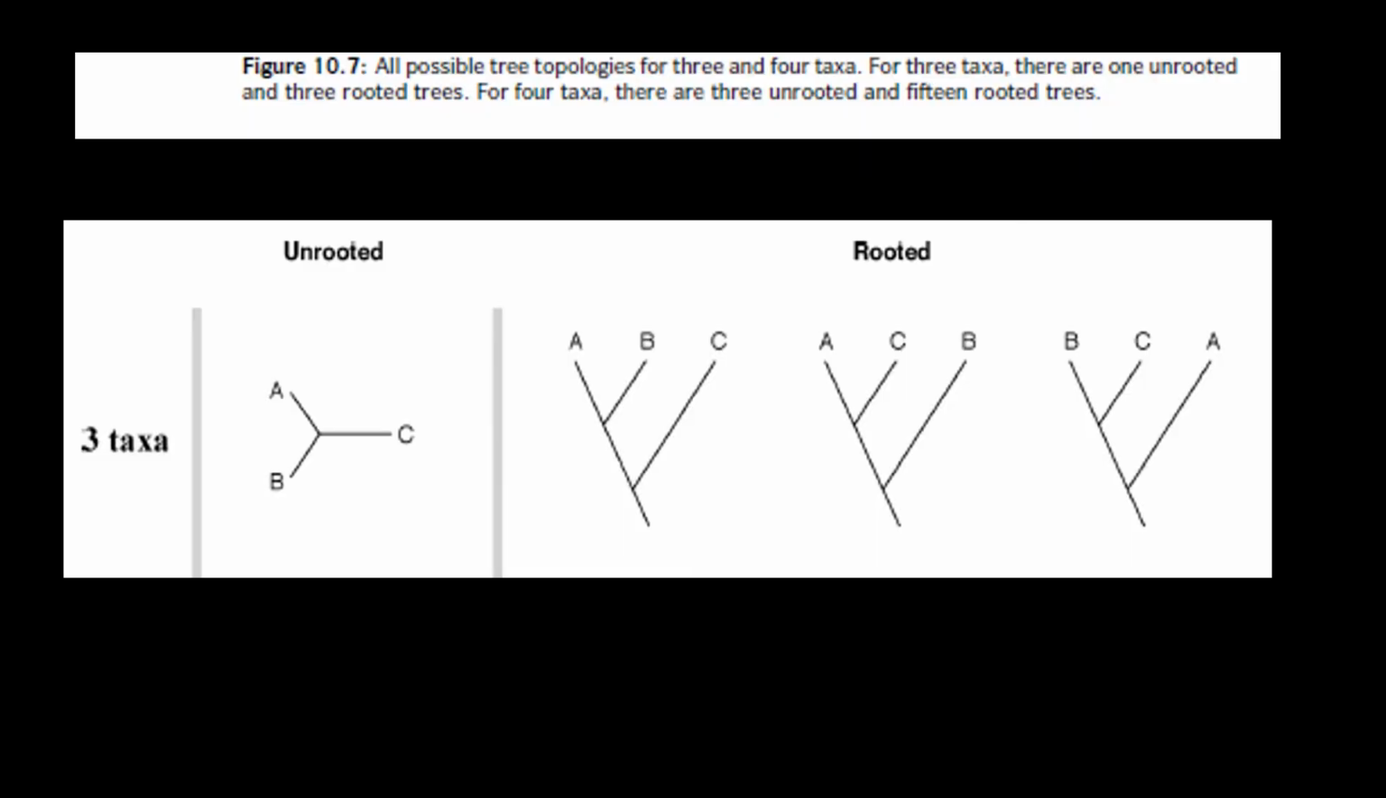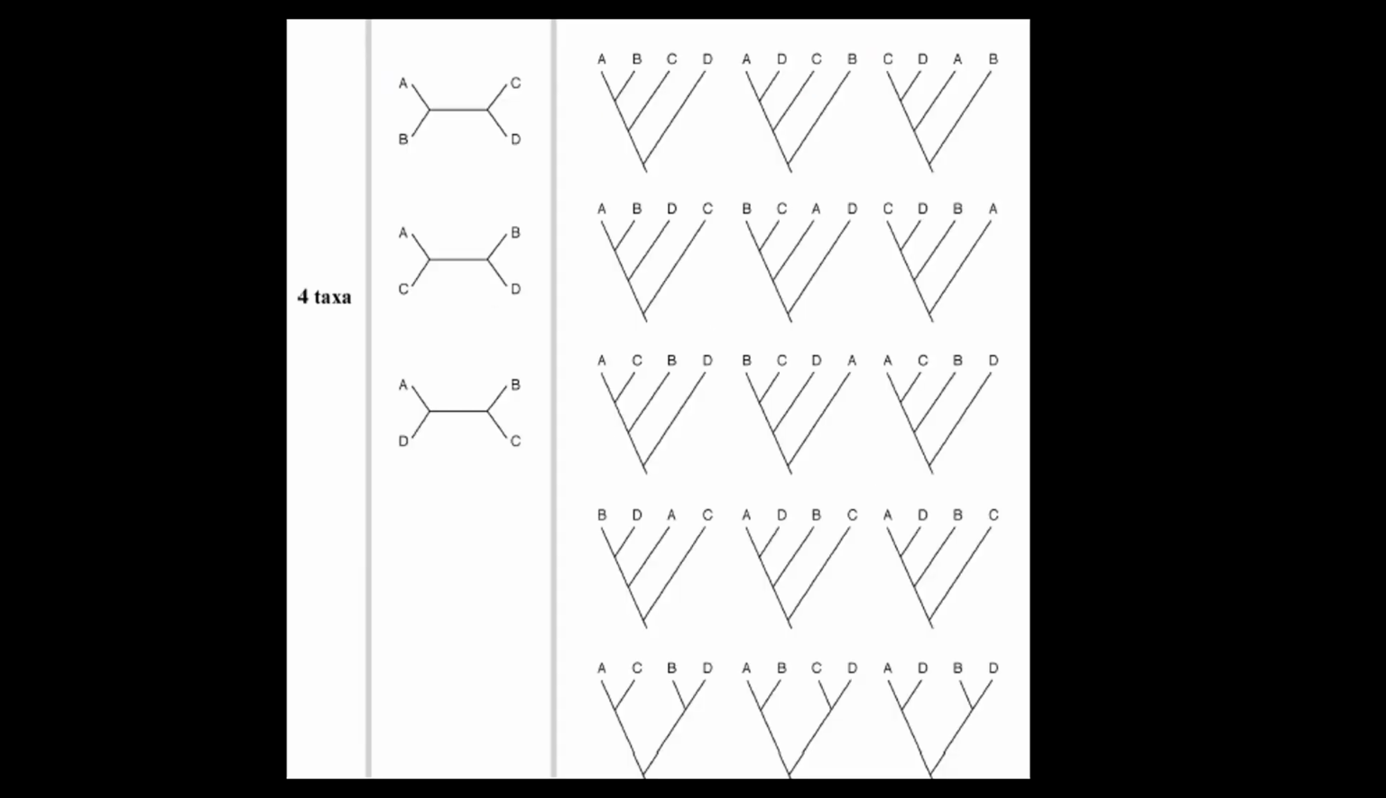So these are all possible tree topologies for three taxa, for unrooted tree and for rooted tree. And in the next, we have for four taxa, for unrooted and rooted tree respectively. This can be calculated with the help of the formula which was defined before. This is an end to this presentation.